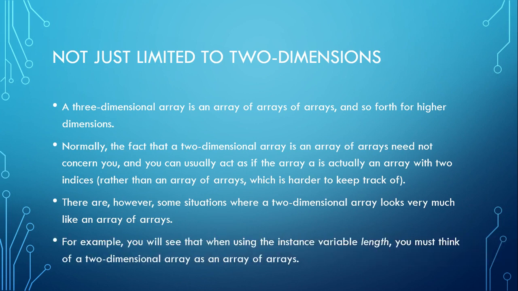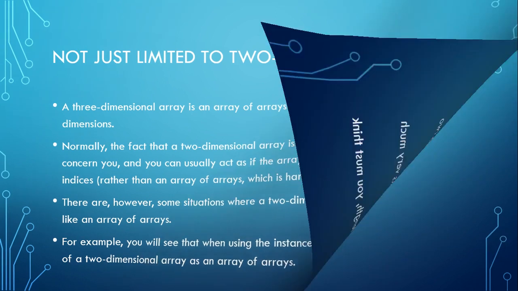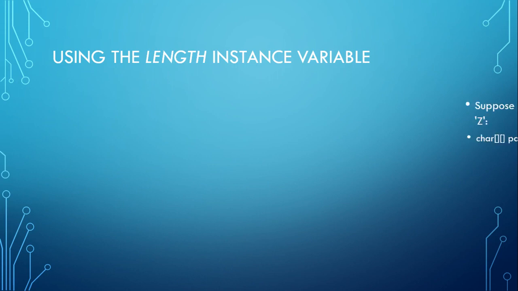So there are, however, some situations where a 2-dimensional array will look very much like an array of arrays. For example, you'll see that when we use the instance variable length, you must think of a 2-dimensional array as an array of arrays. And I highly recommend that you use the length instance variable, simply because then you don't have to worry as much about the exact number of indexes inside of that array. So let's use that length instance variable.